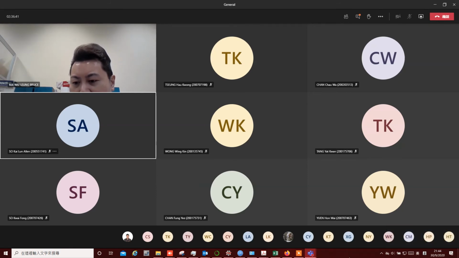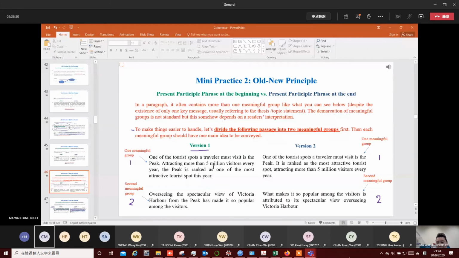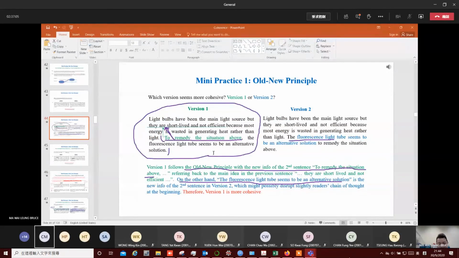All right, let me give you one more example. Let me go back to that one here. Okay, O'Neill principles: when you start a new unit, a new group of sentences, make sure that the first part of the sentence refers to the main idea in the previous one, just like what we did here.